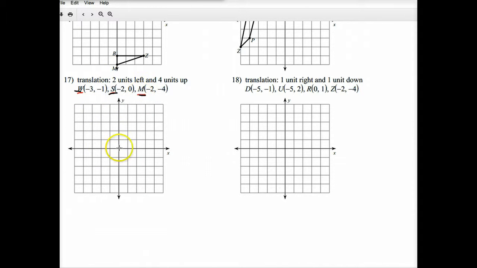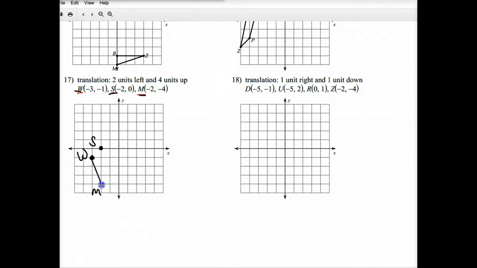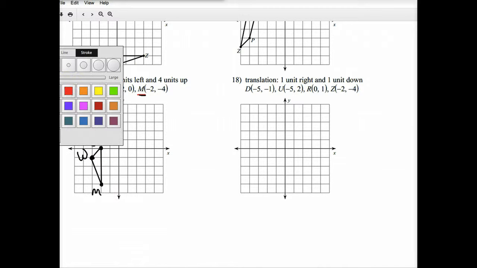So W would be at -3, -1. That's right here. So that's my W. S is at -2, 0. That's pretty close to it. Kind of get a little crowded. And then M is at -2, -4. So 1, 2, 3, 4 right there. There's my M. Now there's no prime on them because they're all the original ones. So it looks like we made a triangle. Let's see where it's going to change to.